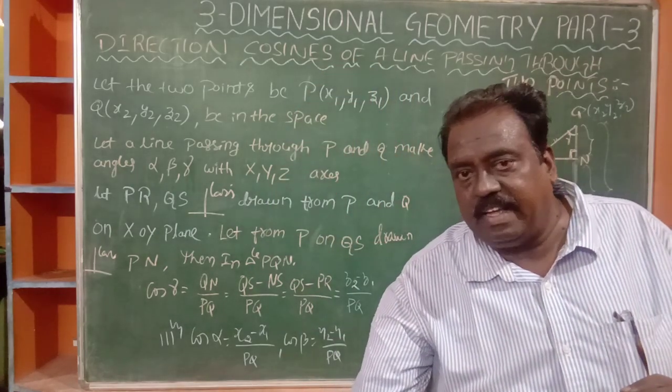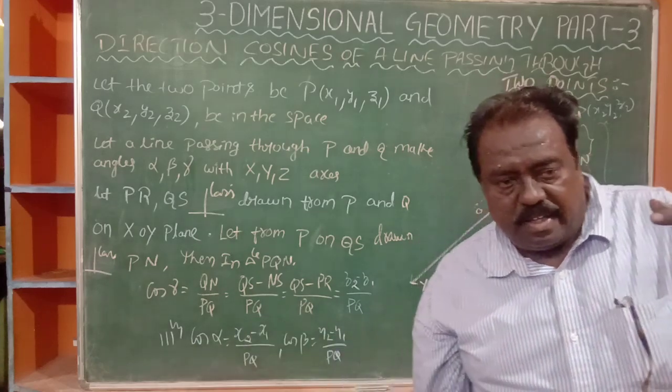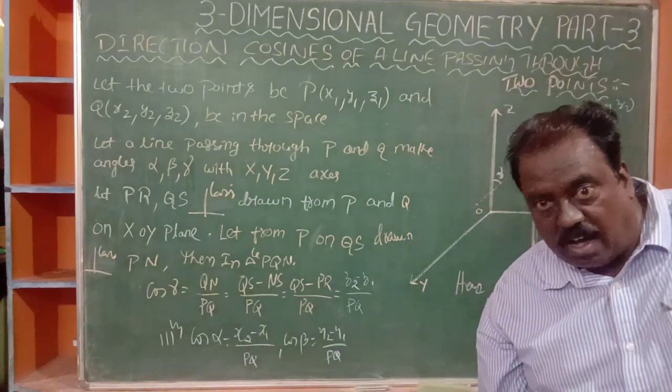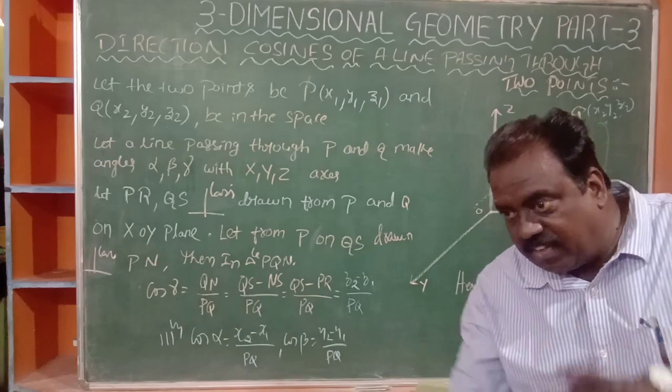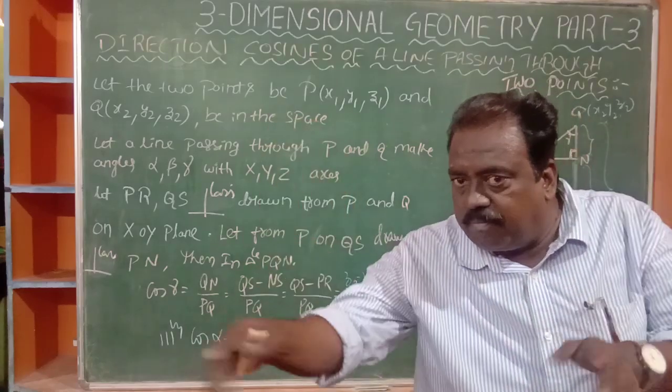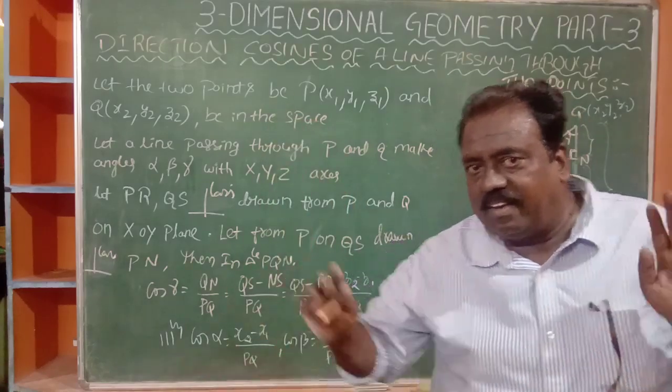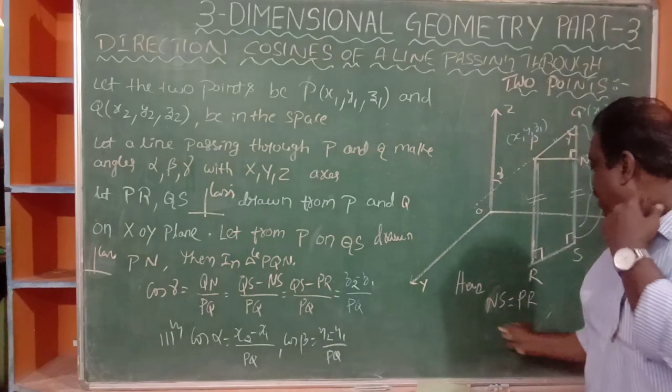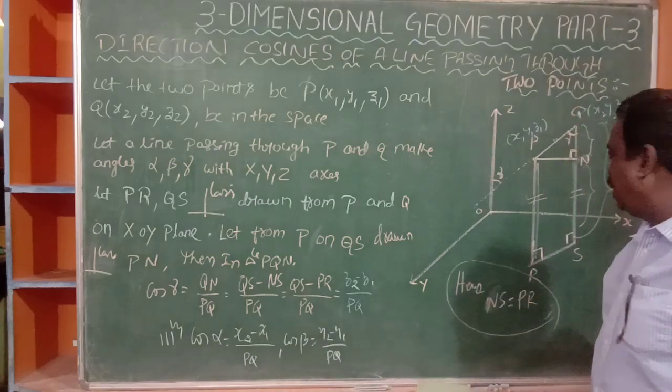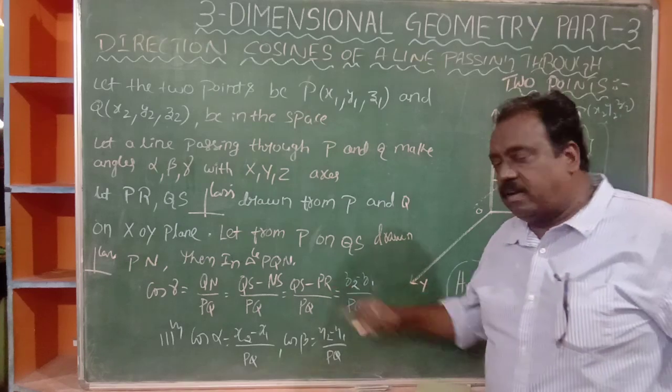Here is NS on QS, where N is there. NS and PR are the same, equal and parallel. Okay? So it is there. So I wrote here PR.